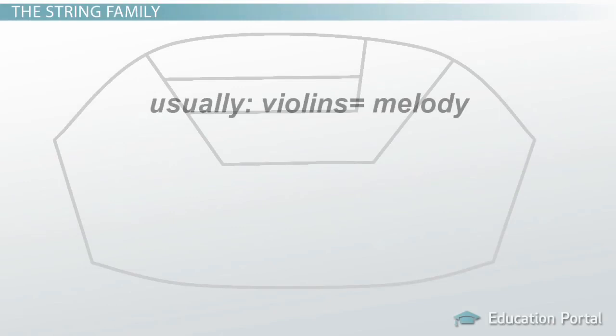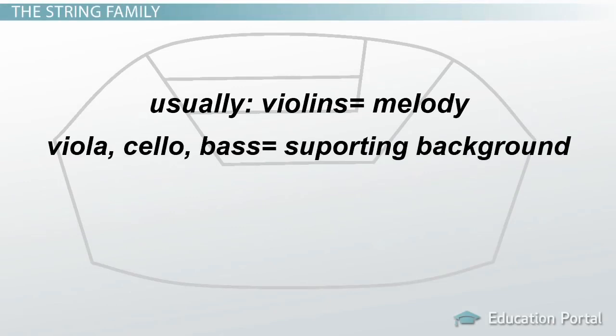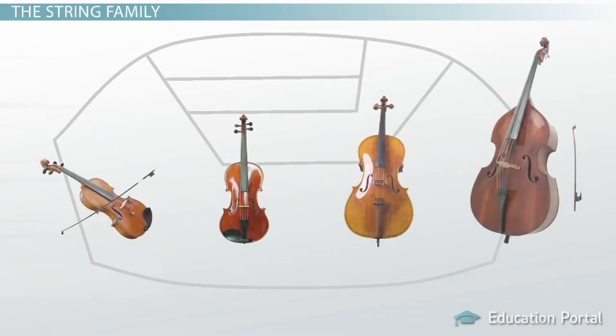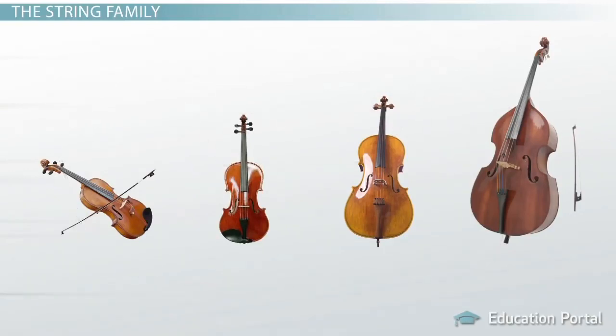A very common arrangement would have the violins playing the melody, and the violas, cellos, and basses playing supporting roles. This is not always the case, but it's important to know. These instruments are some of the oldest instruments made for the modern orchestra, and some early orchestral music is even written solely for this section.